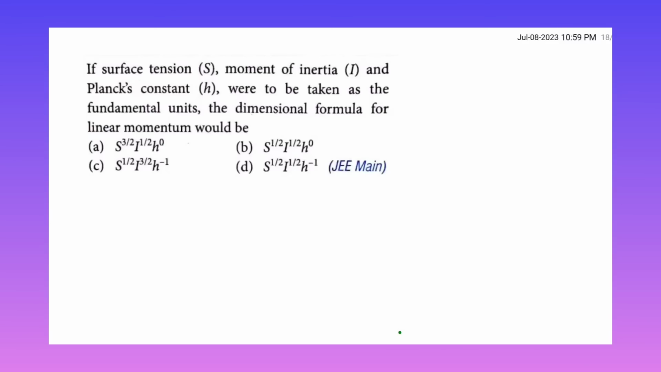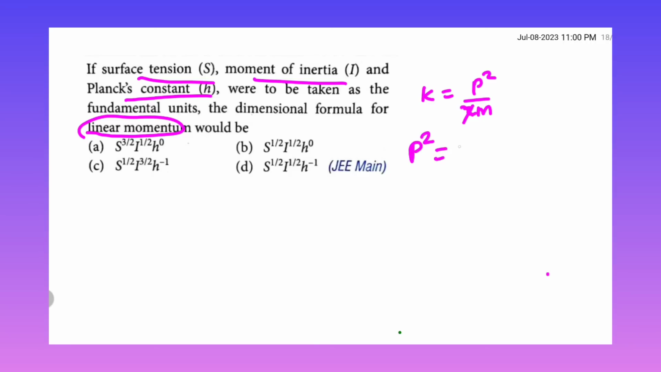Can you solve this problem in a shortcut method? He is asking us to find out the dimensional formula for linear momentum in terms of surface tension, moment of inertia and Planck's constant. For that you have to take one shortcut formula. You all know that kinetic energy is equal to P square by 2m. So 2 does not have any dimensions, so we can write P square is equal to K into M, kinetic energy into M.